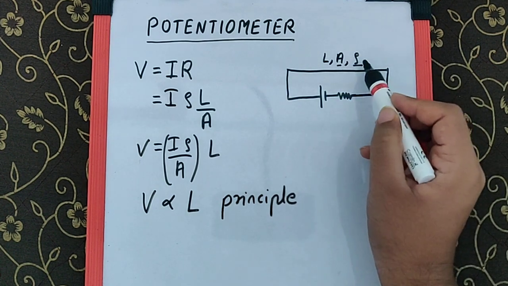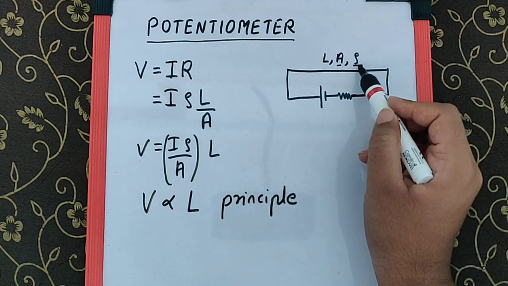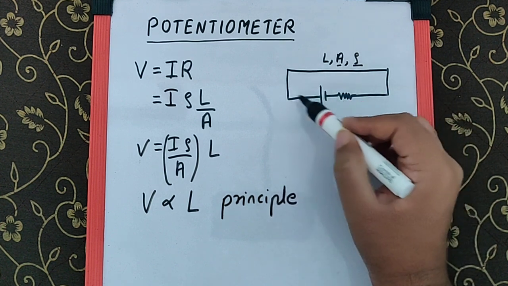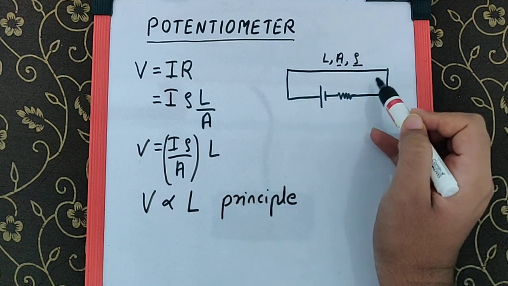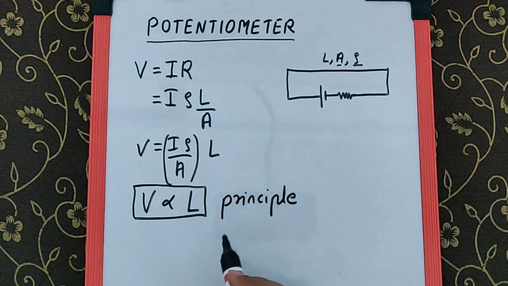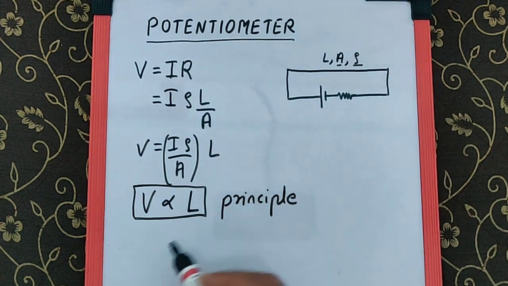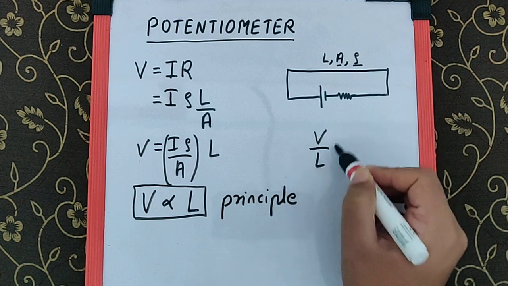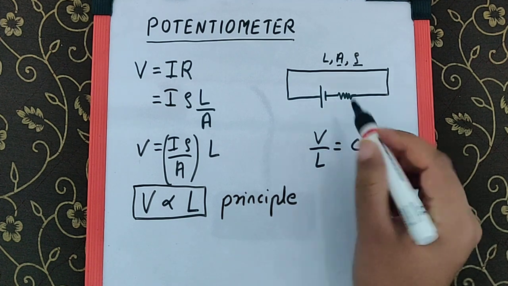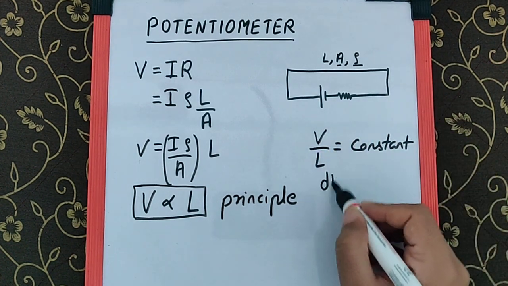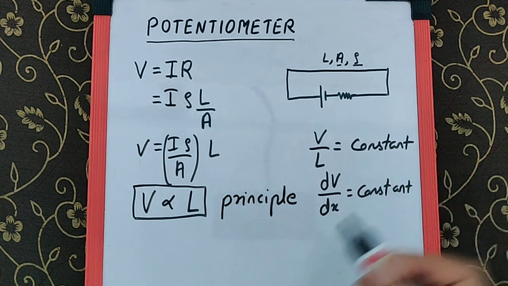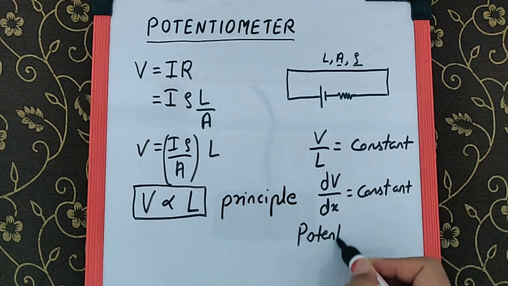cross section, and the constant material, which means when it is connected in series with the EMF, automatically the current through the entire wire is also constant, which makes V proportional to L, which is nothing but the principle of potentiometer. So can I say that V by L is going to be a constant? Now this can also be written for small parts at a time, something like dV by dx as constant, which is also known as potential gradient.